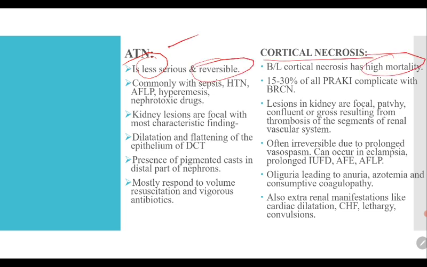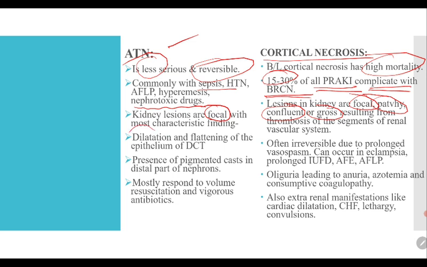Commonly, the causes of acute tubular necrosis are sepsis, hypertension, AFLP, hyperemesis, and nephrotoxic drugs. But 50 to 30% of all cases complicate with BRC, bilateral renal cortical necrosis. The kidney lesions in ATN are focal, which is the most characteristic, but in cortical necrosis they can be focal, patchy, confluent, or gross because of thrombosis of the segments of the renal vascular system.